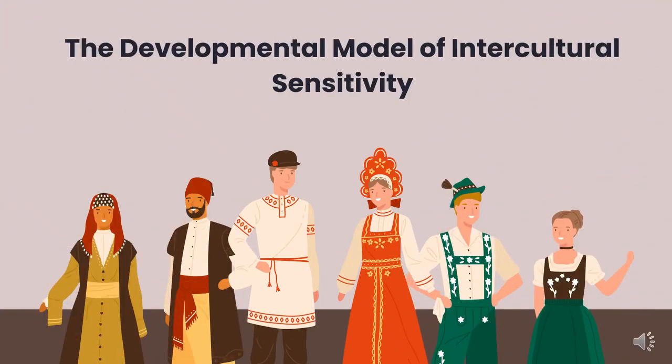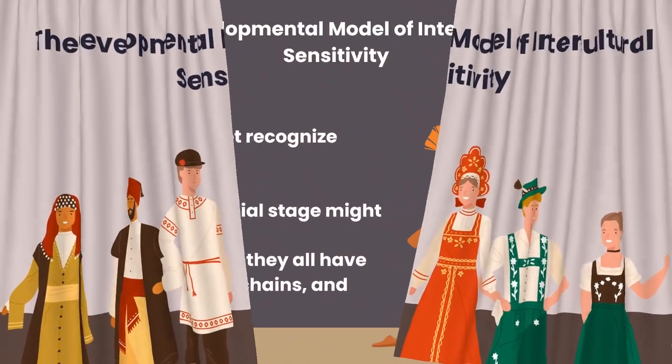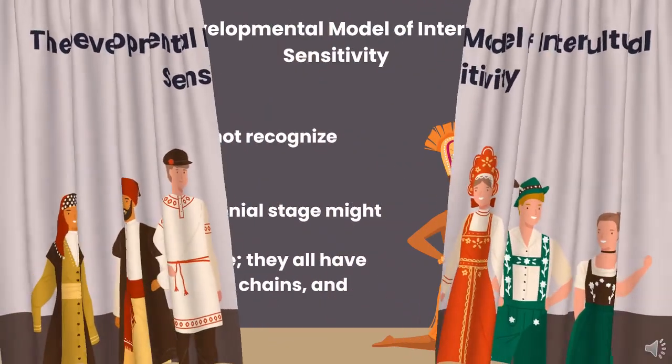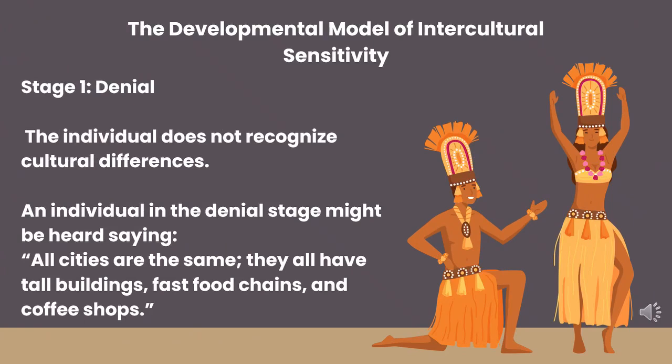The developmental model of intercultural sensitivity was created by Bennett and Bennett in 2004. This model outlines 6 stages of how people perceive cultural differences. The first stage of the developmental model of intercultural sensitivity is denial. The individual does not recognize cultural differences.